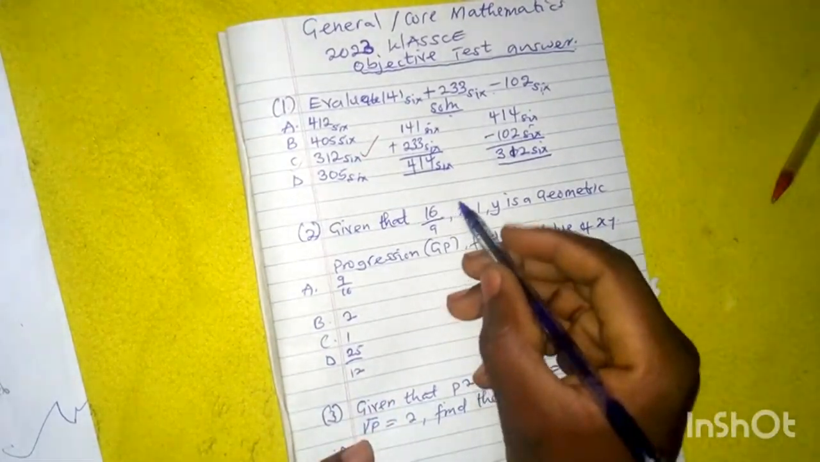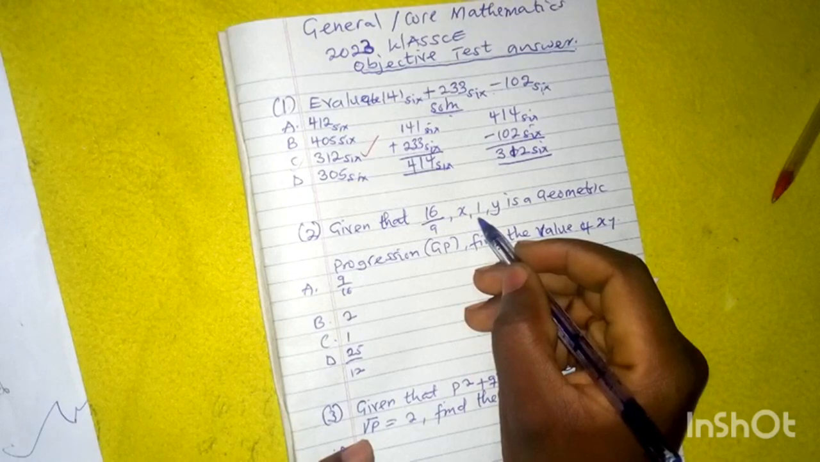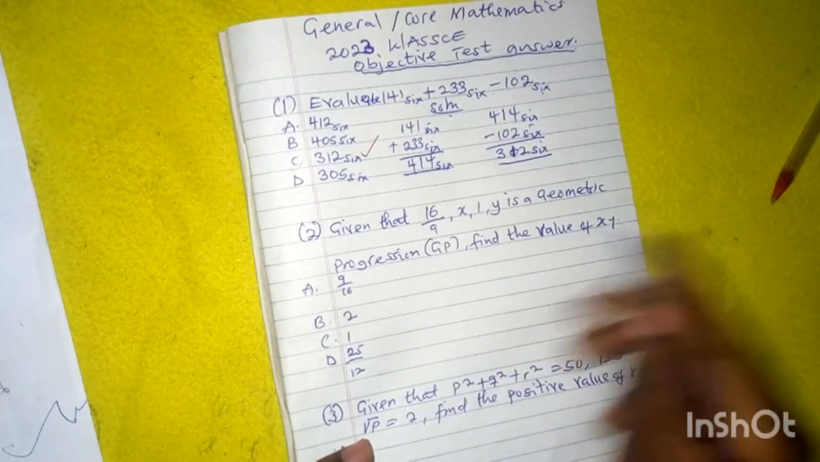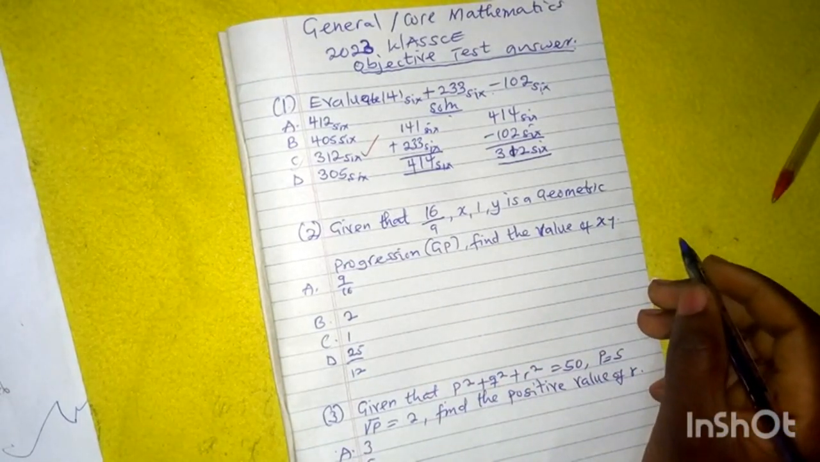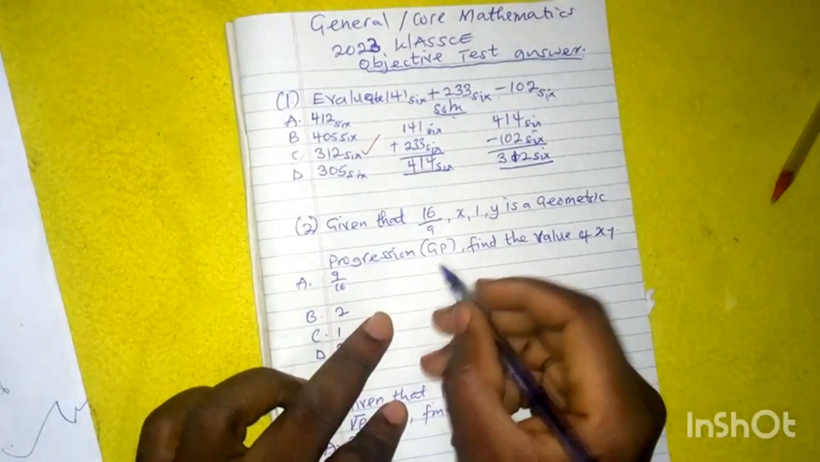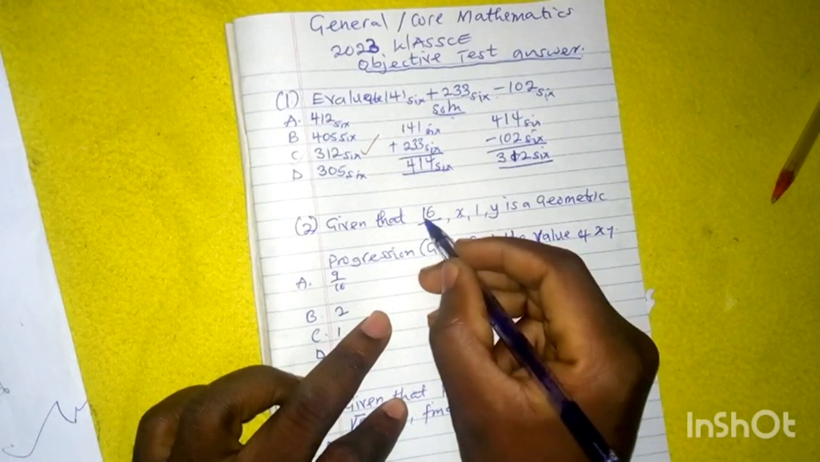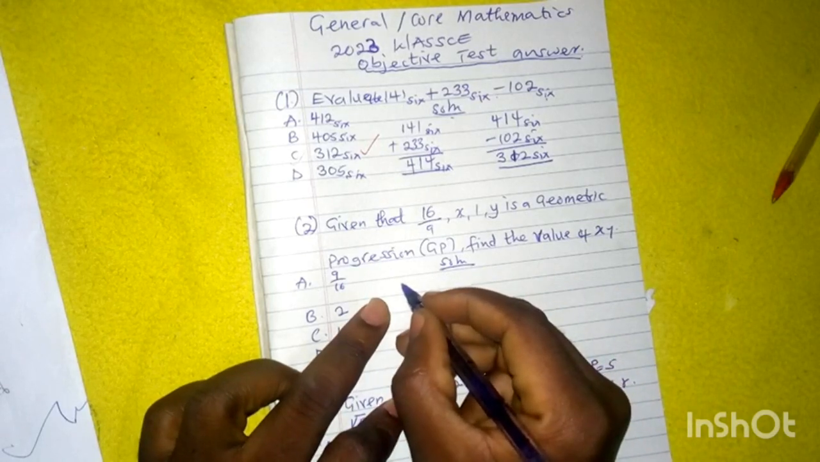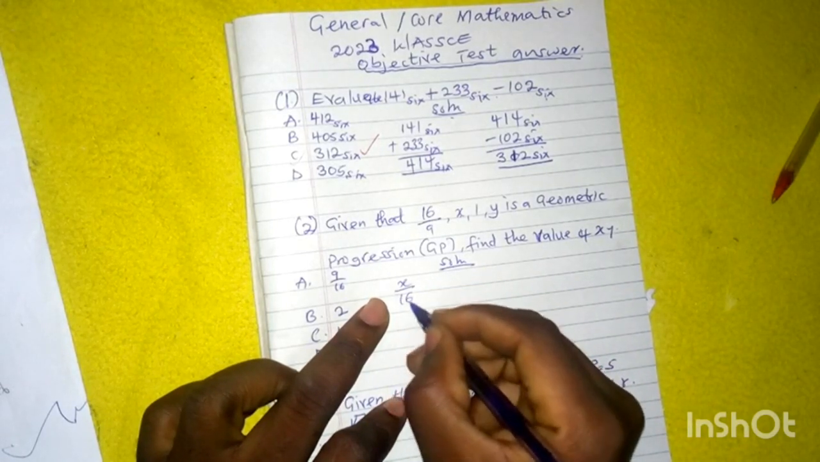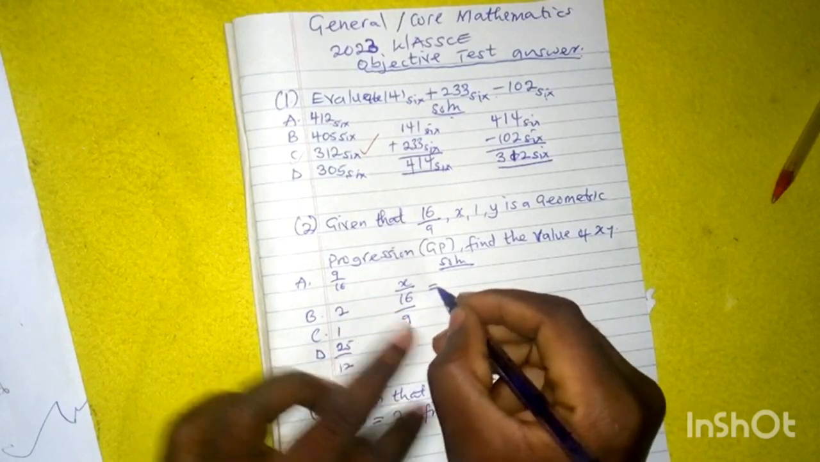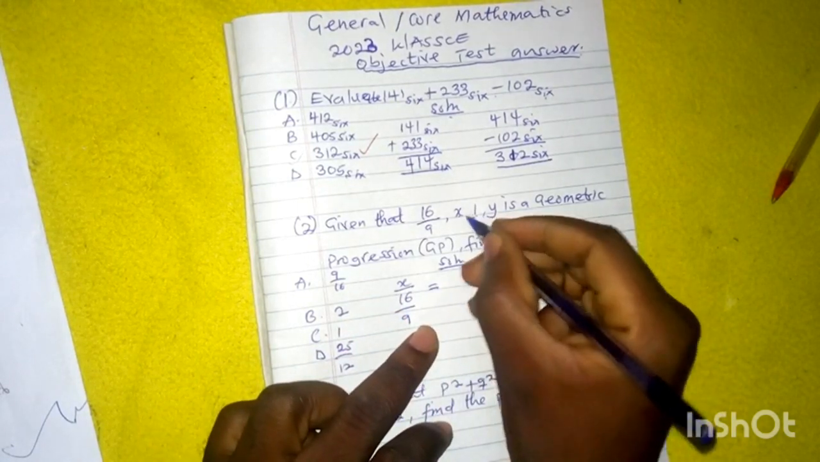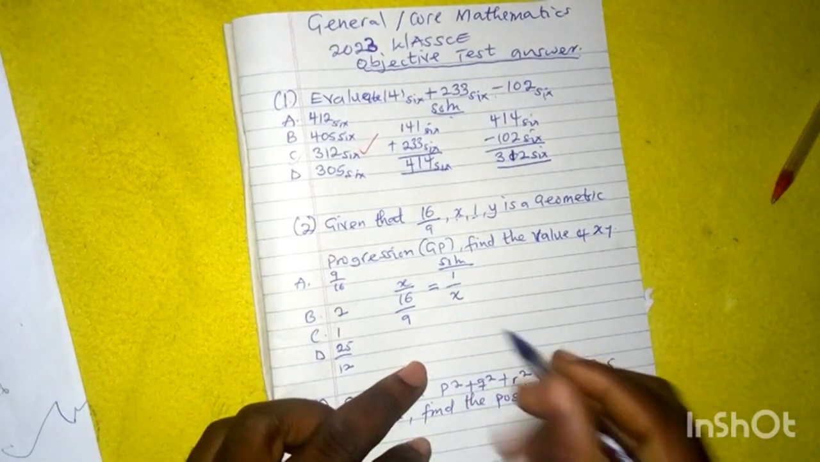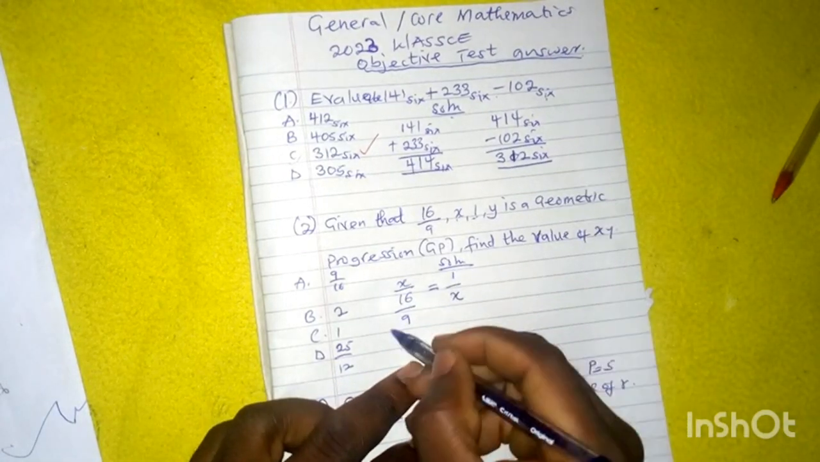Given that 16 over 9, x, y, 1, y is a geometric progression, find the value of xy. So in this question, to find it, we first of all take this over this, so it will be x over 16 over 9 equals 1 over x. So let's cross multiply. Let's multiply this by this and this one too by this.